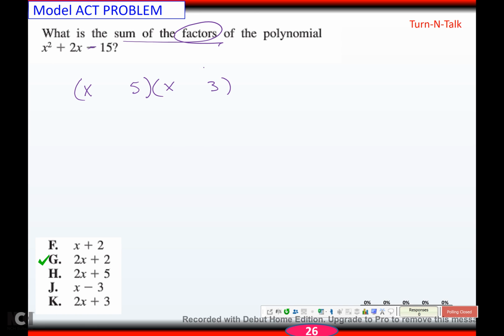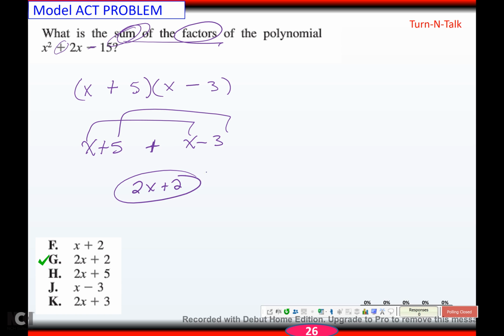And everybody always wants the middle sign, but if they have to be different, the big guy wins and he gets the middle sign and he's the opposite. So those are my factors, and now it wants me to add those. So he wants me to take x plus 5 and add it to x minus 3. Well, that would give me x and x is 2x. 5 and negative 3 is positive 2. Okay.